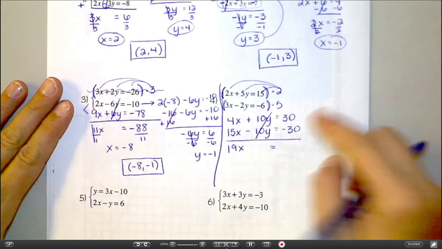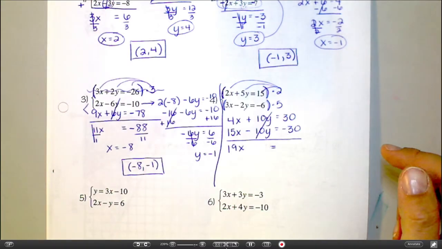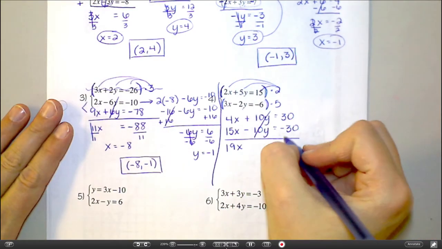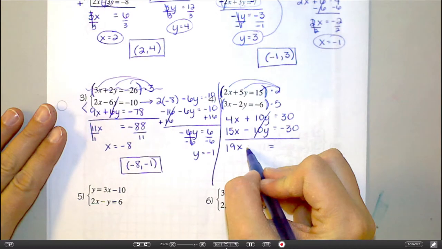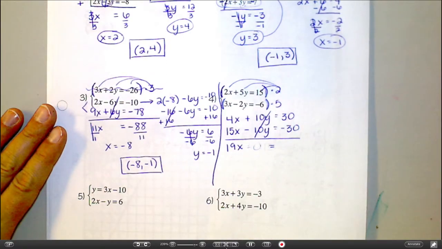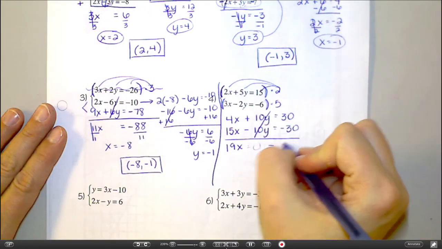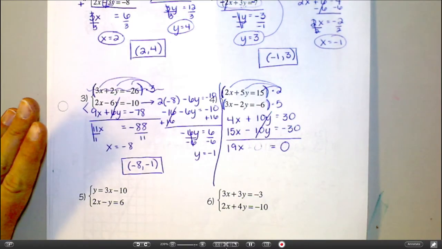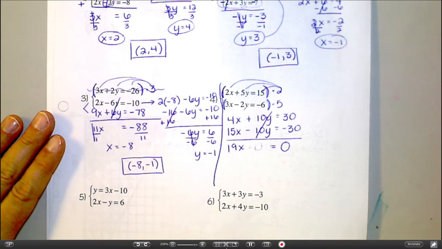What happens here? They cancel. When I say they cancel though, what does that really mean? That they equal 0, right? Like I could write 19x plus 0 here if I wanted to. I just don't really want to. It clutters up my equation. But here I need a number on the other side of my equation so I can finish. So I'm going to make that a 0. Don't let that freak you out.